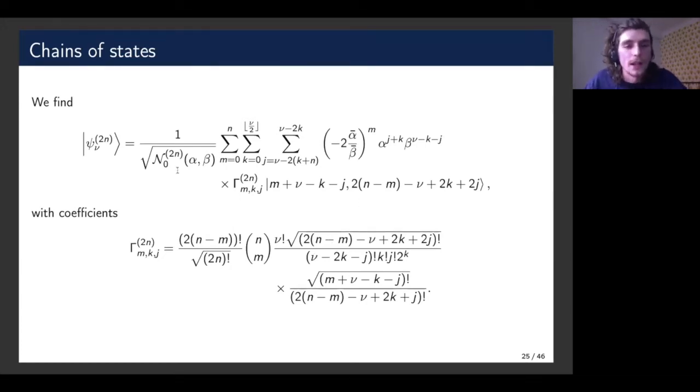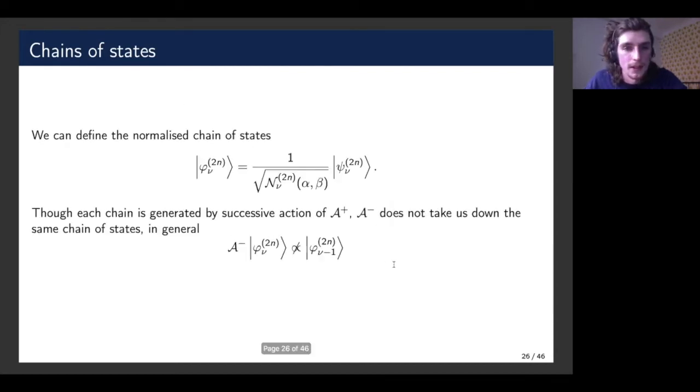I'll be looking just at what we call the principal chain, which is the n equals zero chain, the chain perhaps we're most interested in, which includes the oscillator ground state. But in principle, all of the chains of states are given by this formula. We define the normalized chain of states by dividing by this normalization function, which we get from taking the inner product of this with itself. Though each chain is generated by successive action of A plus, as mentioned previously, A minus does not take us down the same chain of states. In general, except for two examples, A minus on the nu-th state in the nth chain is not proportional to the nu minus one-th state in the nth chain.